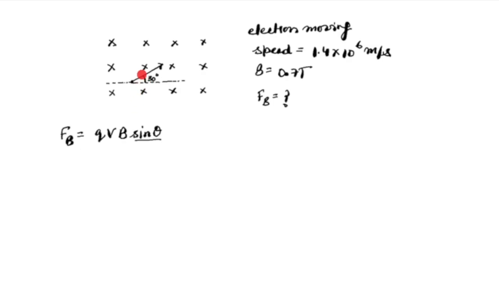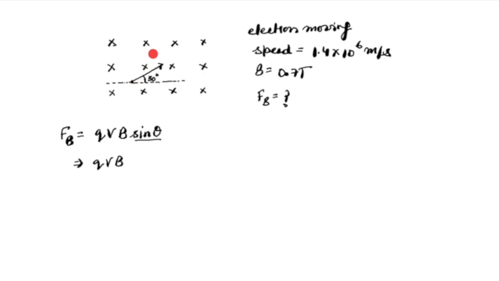Even if it is moving horizontally at 30 degrees, the electron is still in the horizontal plane, and the magnetic field is downwards, so the angle is still 90 degrees. So this 30 degrees is just given to confuse us. Will we factor it or not? It does not matter.